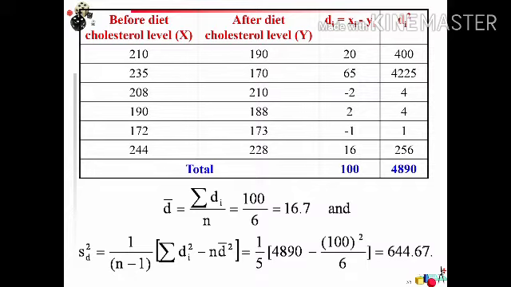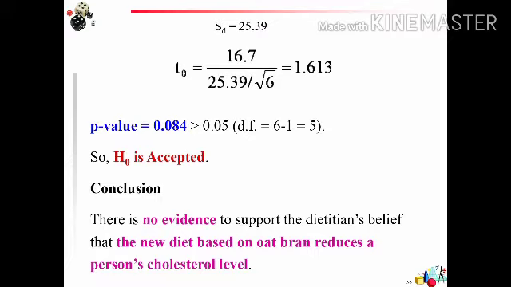Sd squared is the variance, not the standard deviation. So the variance is 644.67, and the standard deviation is the square root of 644.67, which equals 25.39. The test statistic T naught is 1.613. Here the p value is 0.084, which is greater than 0.05. So we do not reject H naught.